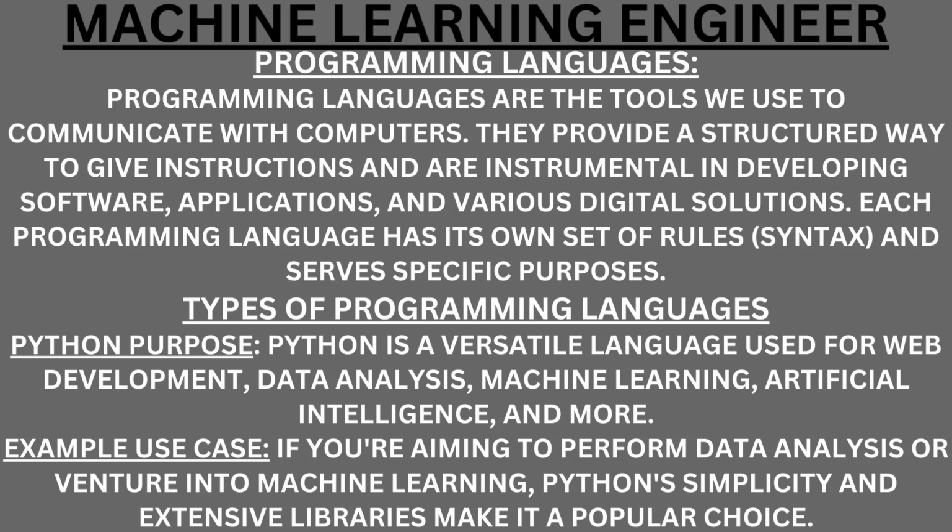They provide a structured way to give instructions and are instrumental in developing software, applications, and various digital solutions. Each programming language has its own set of rules, syntax, and serves specific purposes. Types of programming languages. Python purpose. Python is a versatile language used for web development, data analysis, machine learning, artificial intelligence, and more. Example use case. If you aim to perform data analysis or venture into machine learning, Python's simplicity and extensive libraries make it a popular choice.